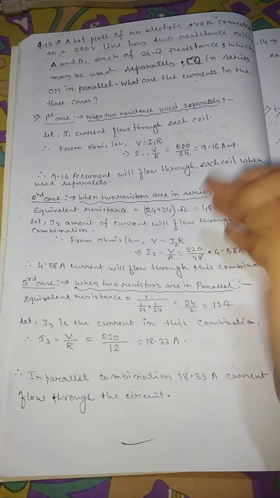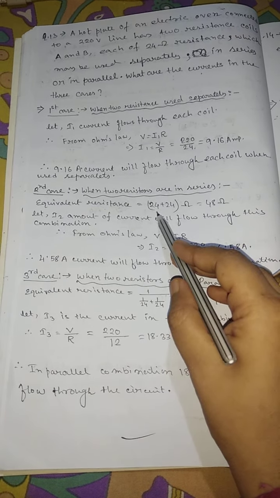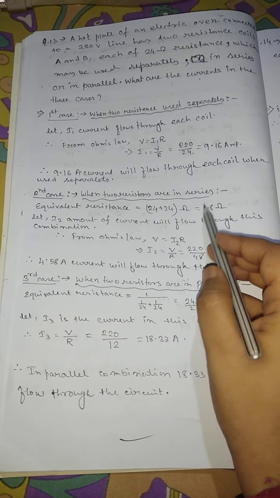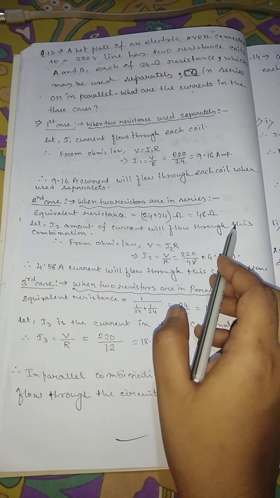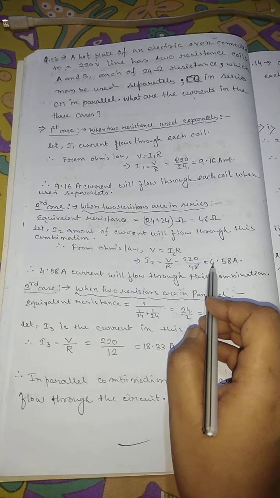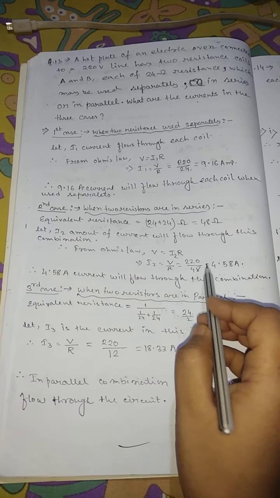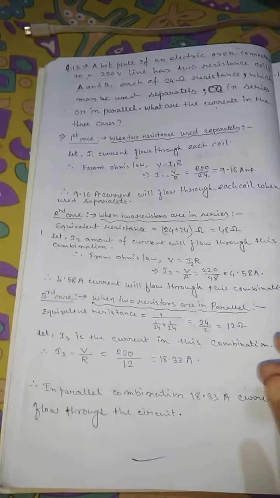Now when they are connected in series, we find the equivalent resistance. Because both have the same resistance, 24 plus 24, we have the equivalent resistance 48. Here we consider I2 amount of current flowing through this combination. Using Ohm's law, we get I2 equals 4.58 ampere. So this amount of current will flow when A and B are operated in series.